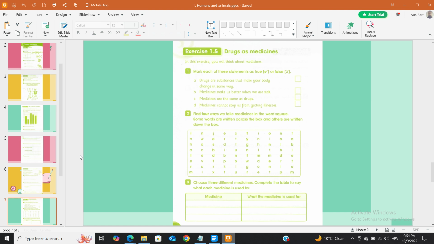B. Medicines make us better when we are sick. C. Medicines are the same as drugs. D. Medicines cannot stop us from getting illnesses. 2. Find 4 ways we take medicines in the word square. Some words are written across the box and others are written down the box.